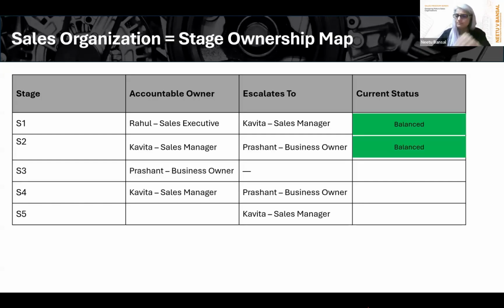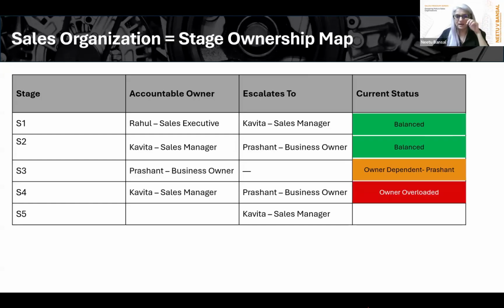Second one, we've got Kavita and Prashant, again a balanced one because responsibility is divided between the two of them. Now the third one is where there is a dependency on Prashant. Now if you are the business owner and every place has only your name, then everything is orange, that orange becomes red for you. Everything is dependent on you, right?